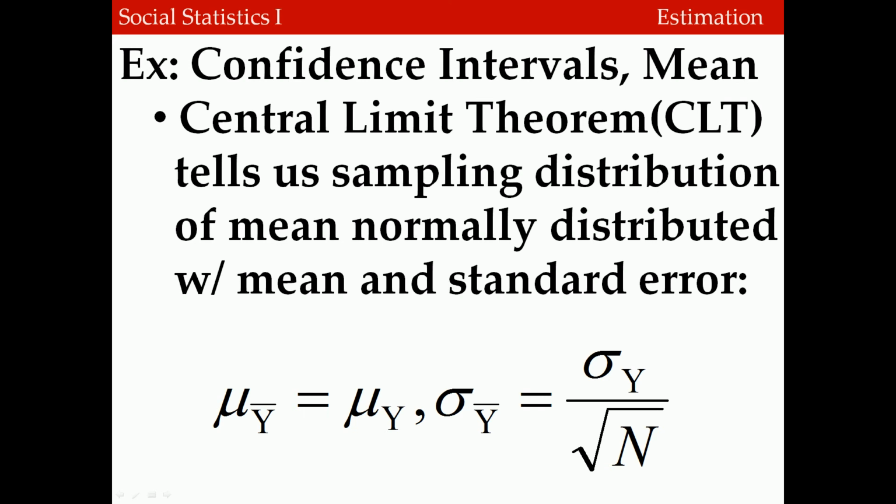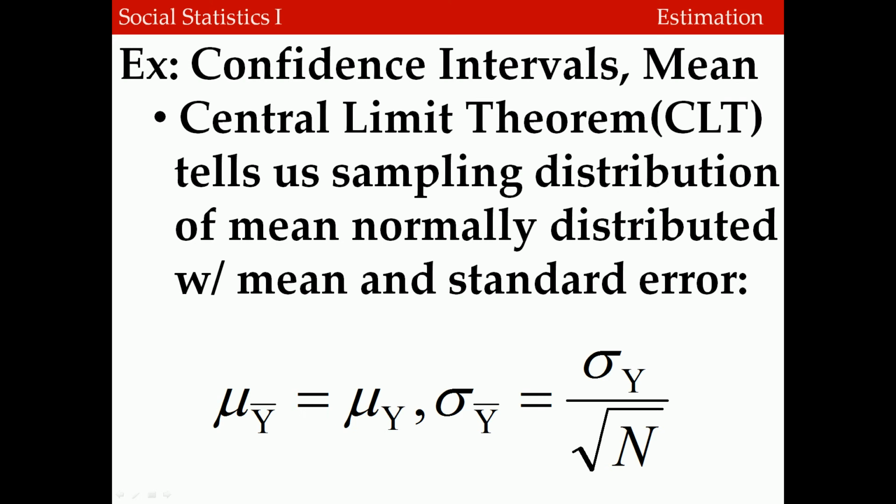In this lecture, I'm going to use the example of calculating a confidence interval for the mean. We know from the Central Limit Theorem that the sampling distribution of the mean is normally distributed. And it has the following characteristics. It has a mean, mu sub y bar, that's equal to the true population mean. And it also has a standard error, sigma sub y bar, which is equal to the true population standard deviation, sigma sub y, divided by the square root of n.